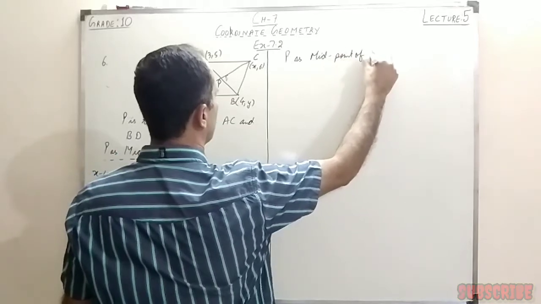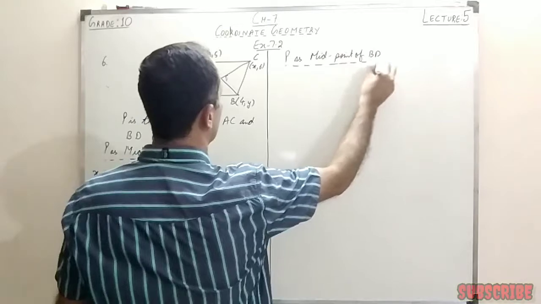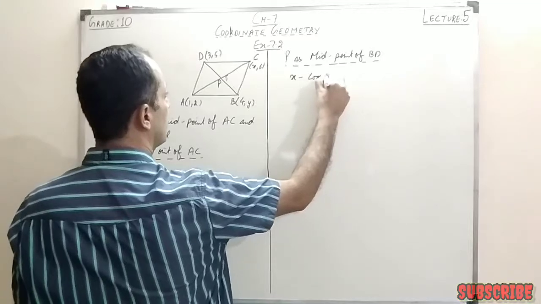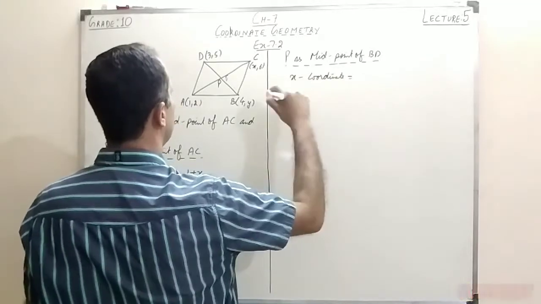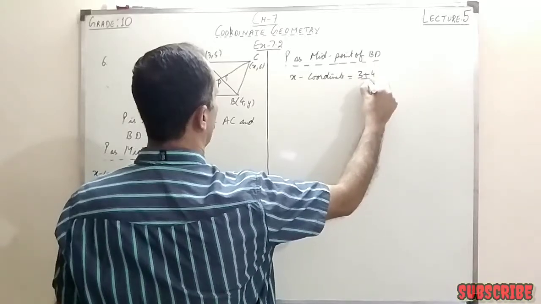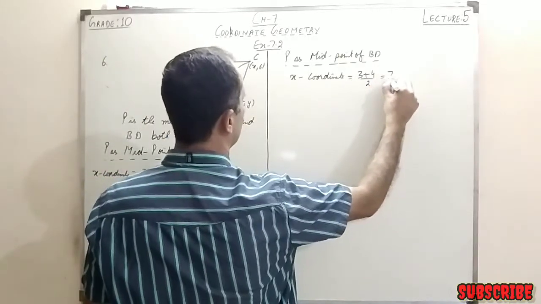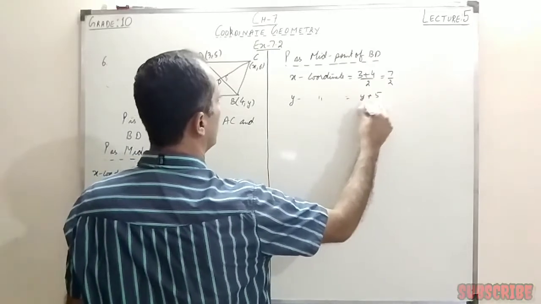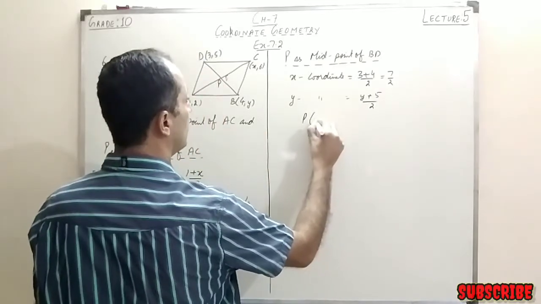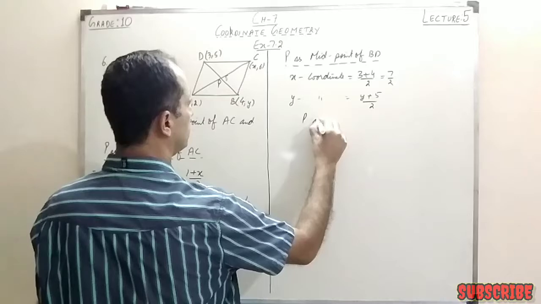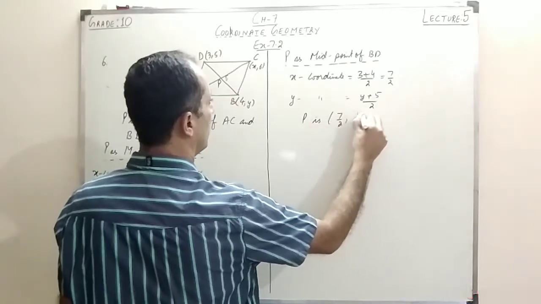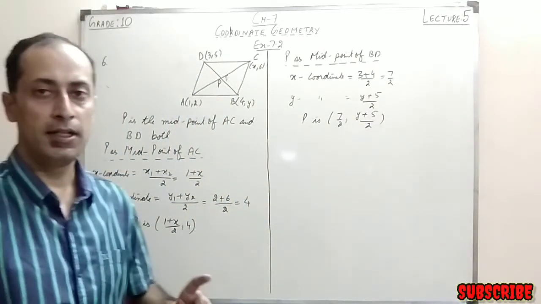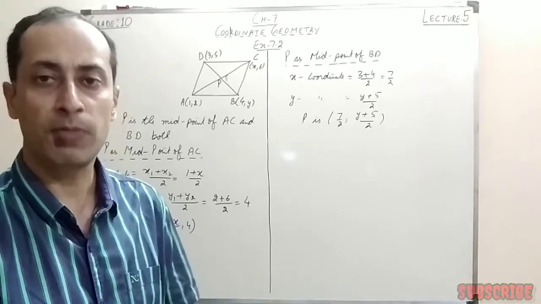Now if we take P as the midpoint of BD, we find the x and y coordinates. The x coordinate will be 3 plus 4 upon 2, so that is 7 by 2. Similarly, the y coordinate would be y plus 5 by 2. It means the coordinates of P are 7 by 2 comma y plus 5 by 2. Now P is one point and we have two sets of coordinates, so the coordinates must be the same.